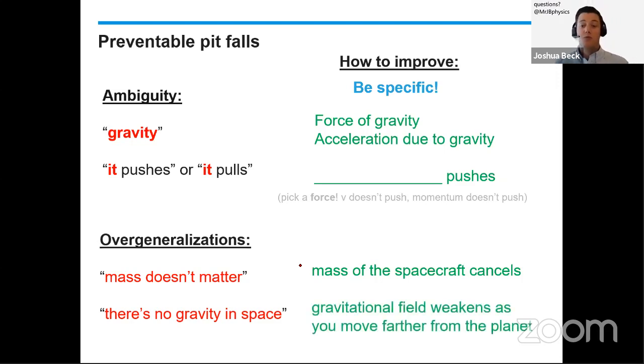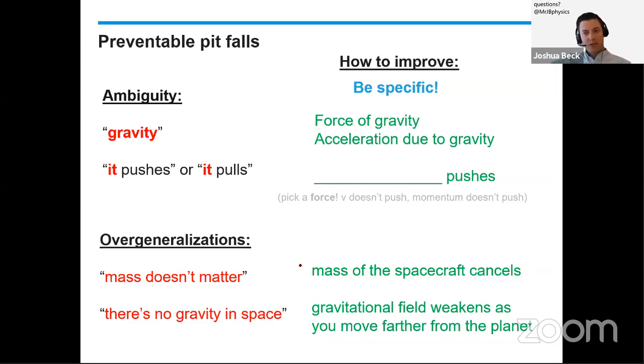Well, the gravitational field weakens as you move further from a planet, yes. But that spacecraft is still in the Earth's gravitational field, so there's still gravity. Is that gravitational field as strong as it would be if they were on the surface of the Earth? No, it's weaker, but that's why all of these equations we're working with have R values in them, right? It is location dependent. But to say that there's no gravity in space is a broad overgeneralization, right? The gravitational field will weaken.